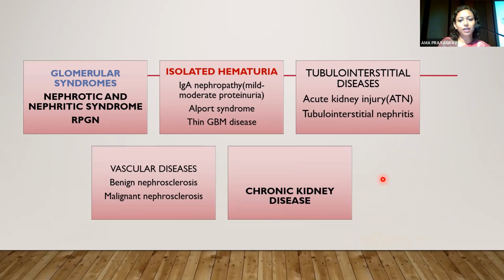Then the tubulointerstitial compartment, if that gets affected, the patient lands up in acute kidney injury, and another syndrome, that is tubulointerstitial nephritis. Vascular pathologies as a result of benign and malignant hypertension, and a major chunk of diseases, that is chronic kidney disease. But majority of the biopsies that come to us, around 70 to 80% of the times, the indications are nephrotic and nephritic syndrome, presenting with rapidly progressive renal failure or isolated hematuria.